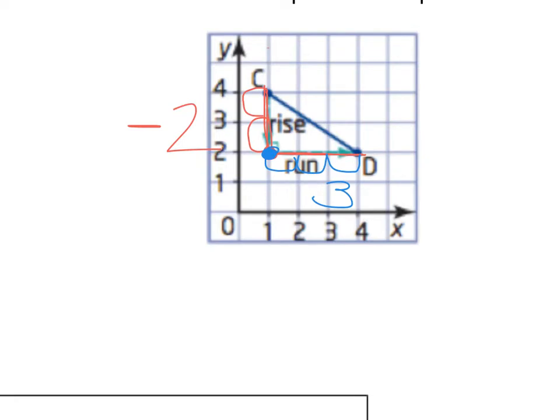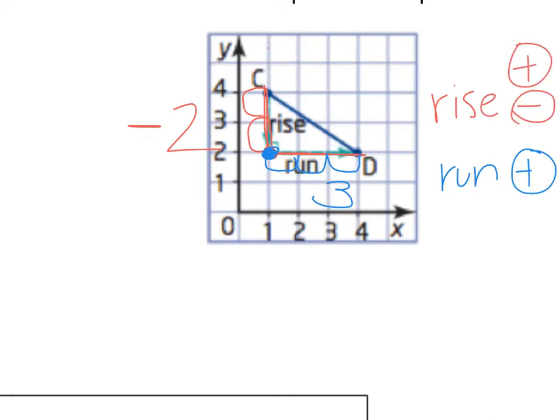Now, I know before we said that a run can either be moving towards the right or towards the left. But in math, to keep it really, really simple, we say that the run is always going to the right. So we're always going to keep our run as a positive value, okay? But your rise can either be positive or it could be negative. So keep those sign conventions in mind. It's going to make it a little bit easier for you to read the graphs coming up as well.